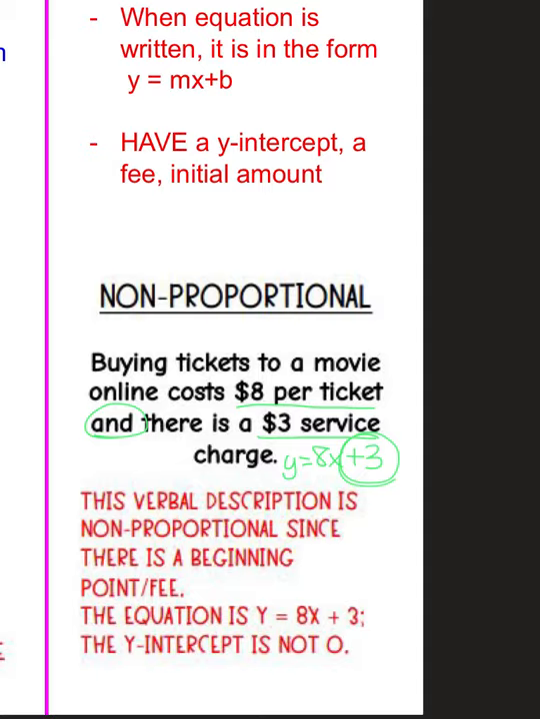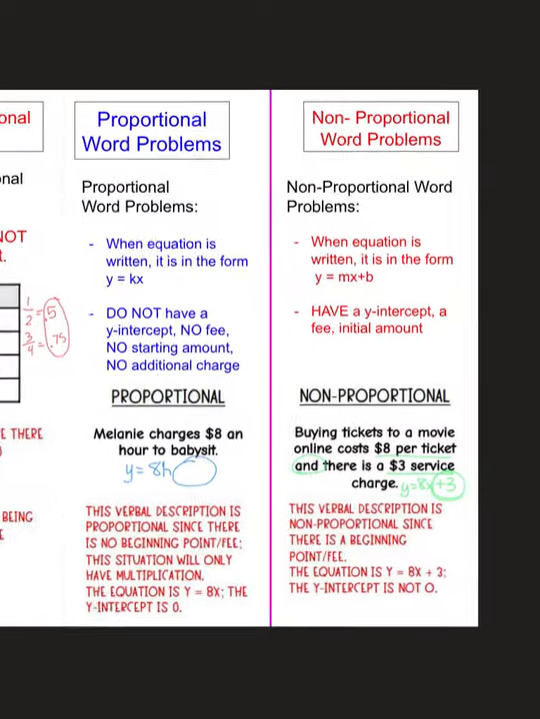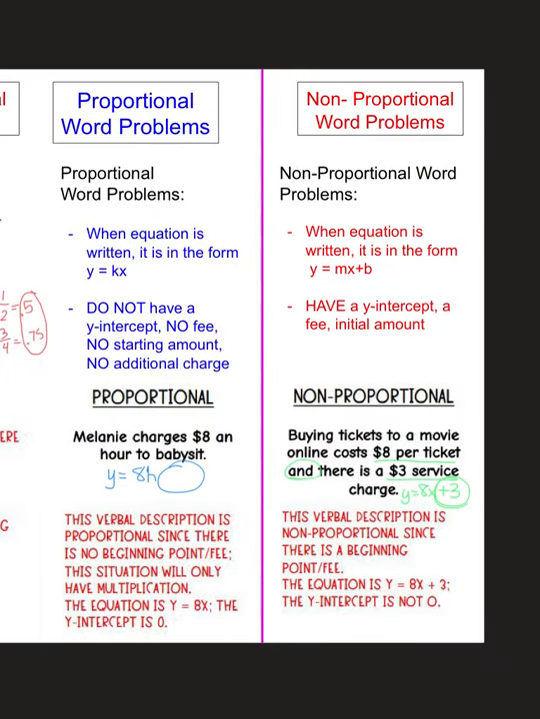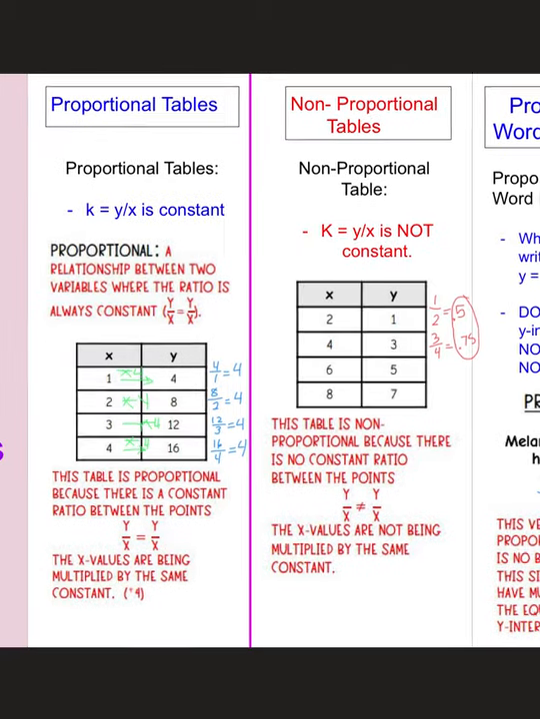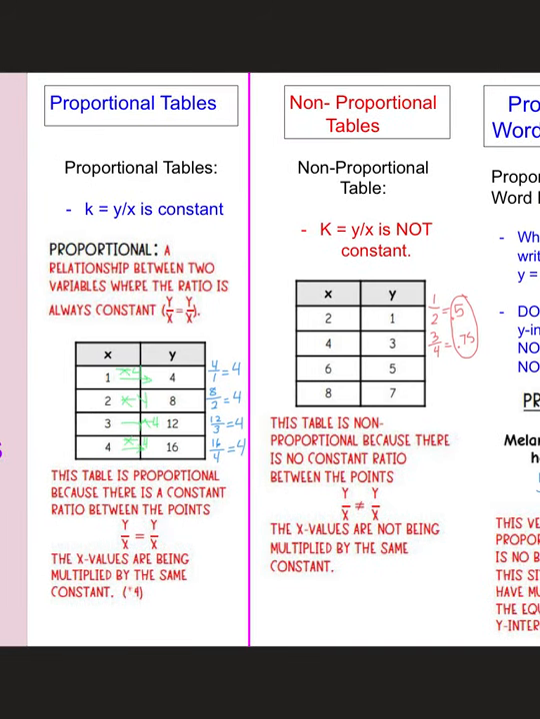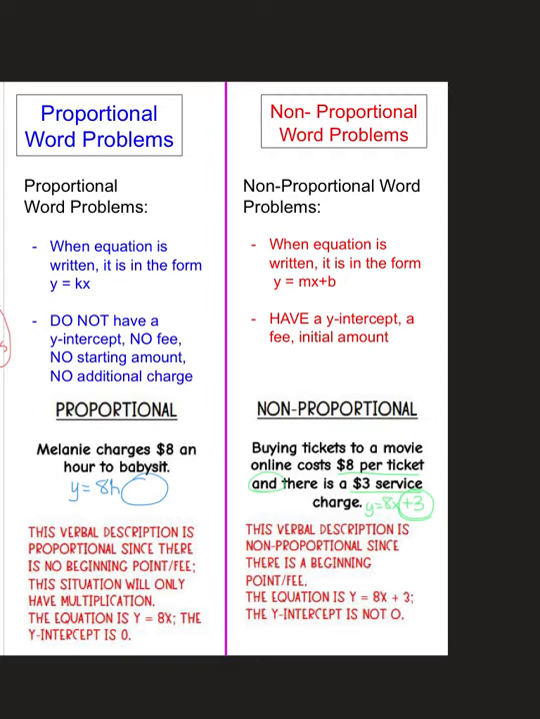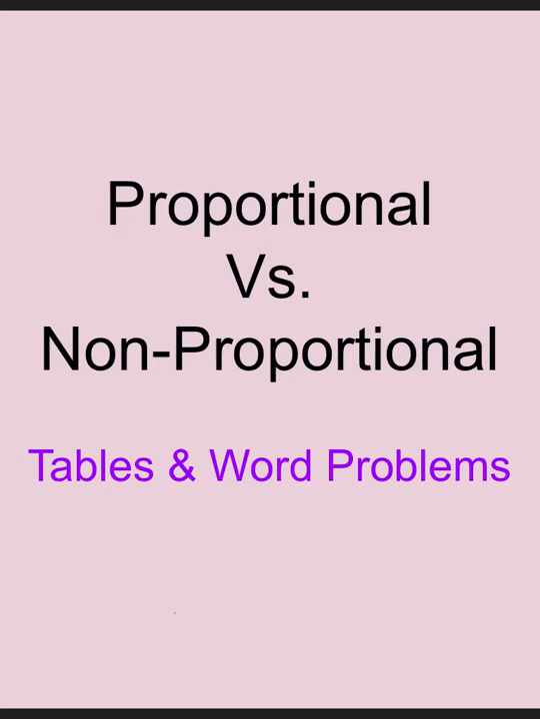Okay, so remember, when you have a proportional word problem, it should not have an extra charge, an extra amount, no y-intercept. When we have the proportional tables, the constants should all equal the same. Okay, if they do not equal the same, y divided by x, then it is non-proportional. Non-proportional word problems have a y-intercept. So please refer back to your notes if you need reminders.